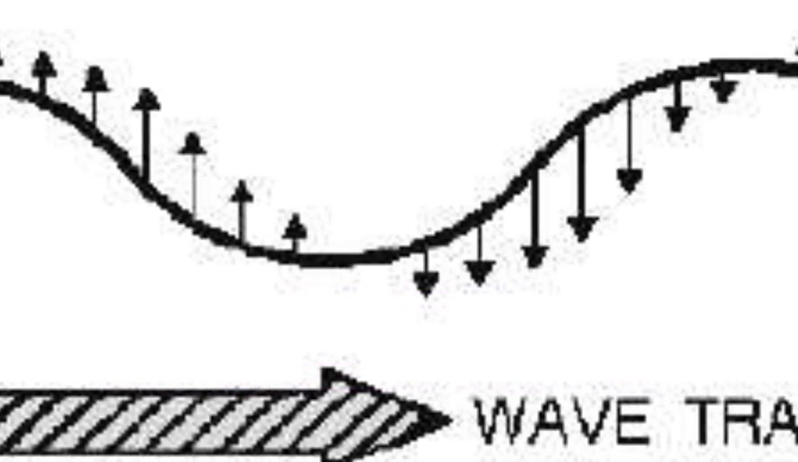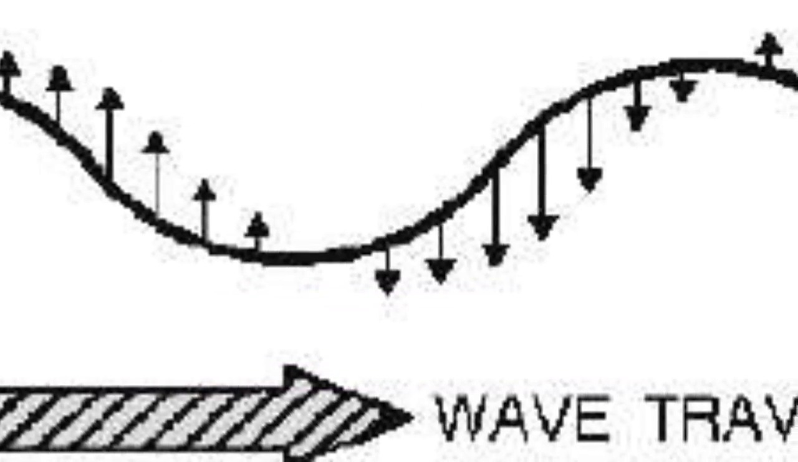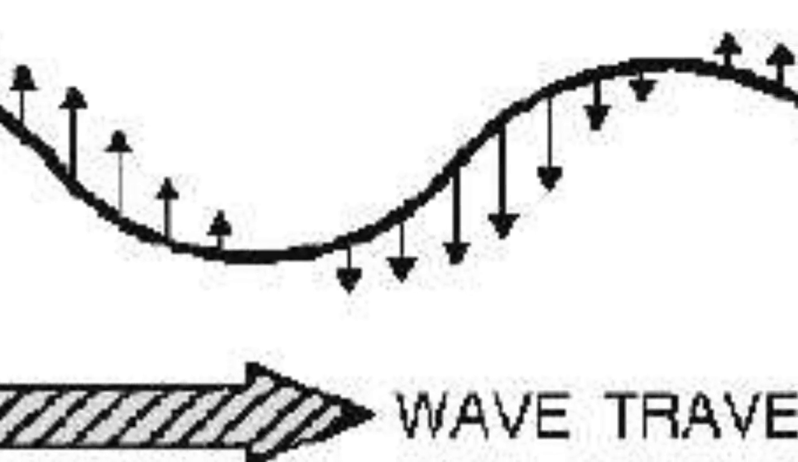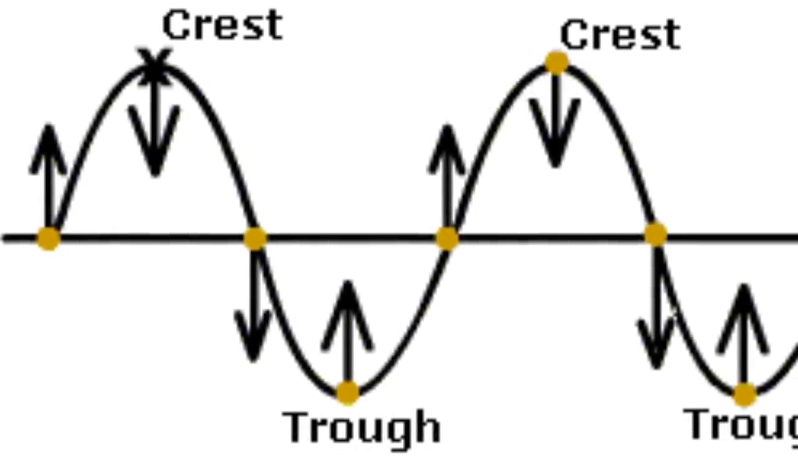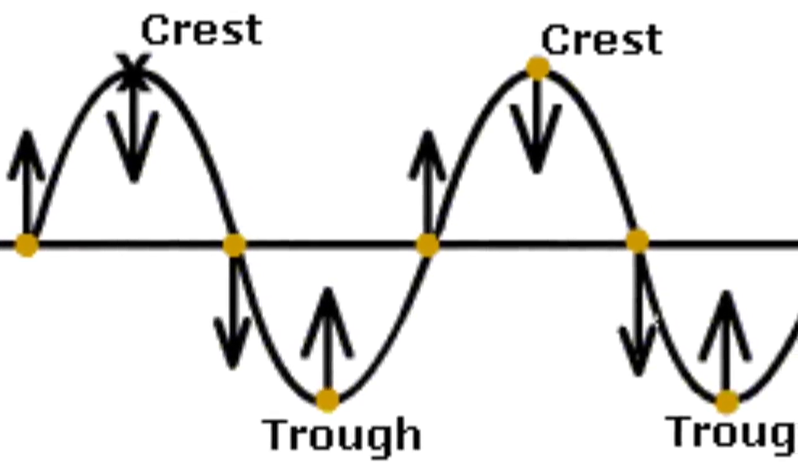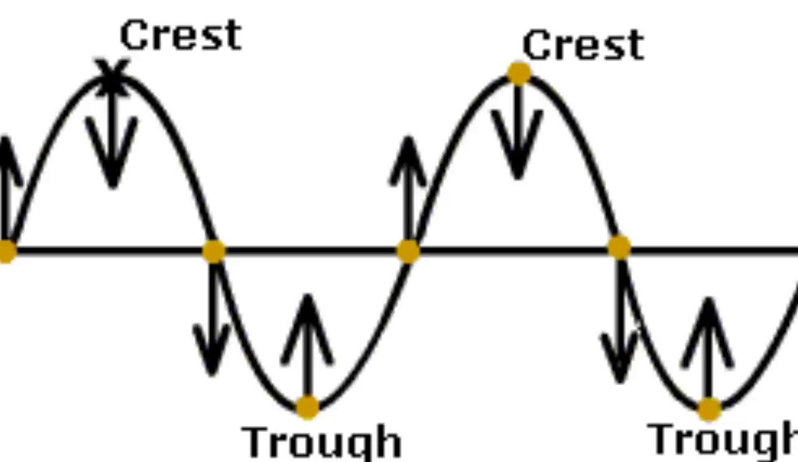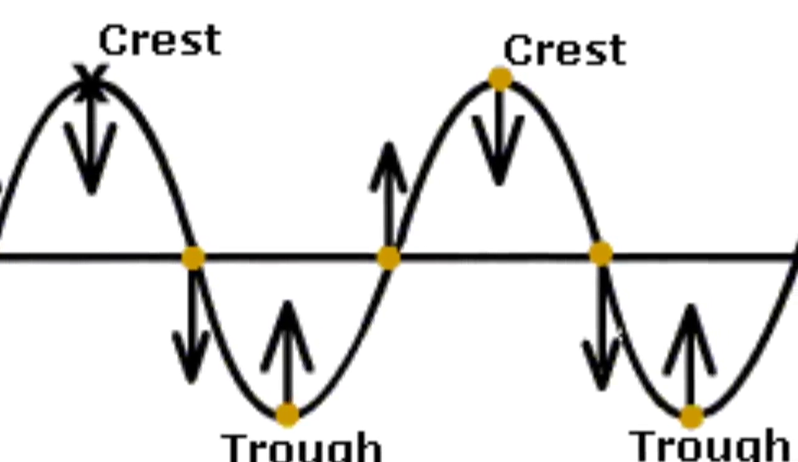Because the auroras are transverse waves, they move perpendicular to the direction the wave is moving in. They also have crests and troughs. The crest is the top of the wave and the trough is the bottom of the wave.